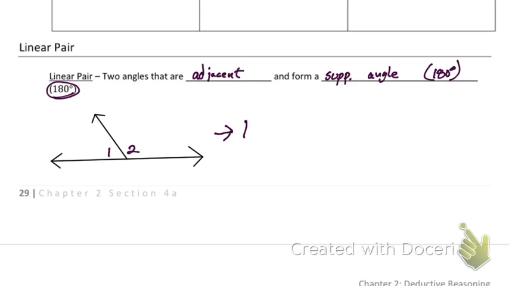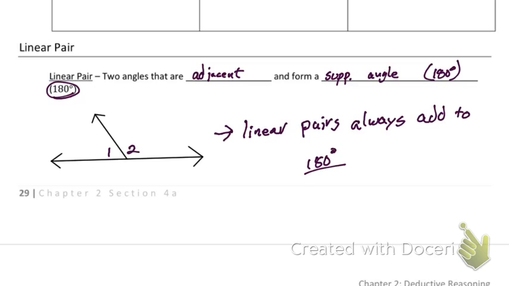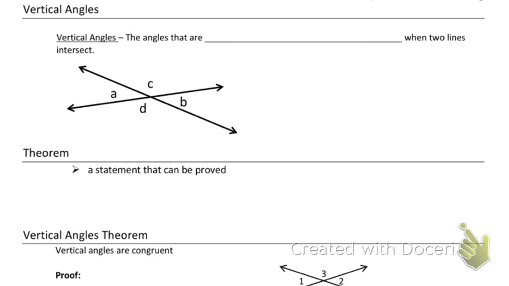So linear pairs always add to 180 degrees. Just like supplementary, I want you to think linear pairs, 180. Supplementary, 180. Complement, 90. All right, let's continue on.